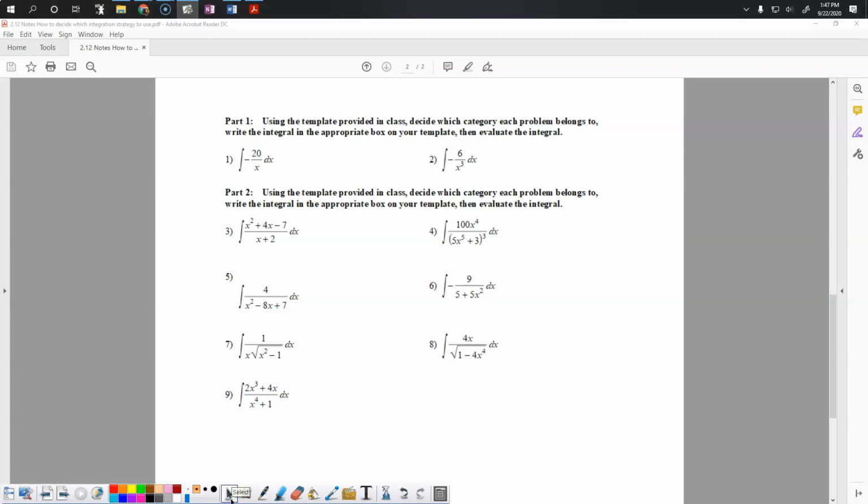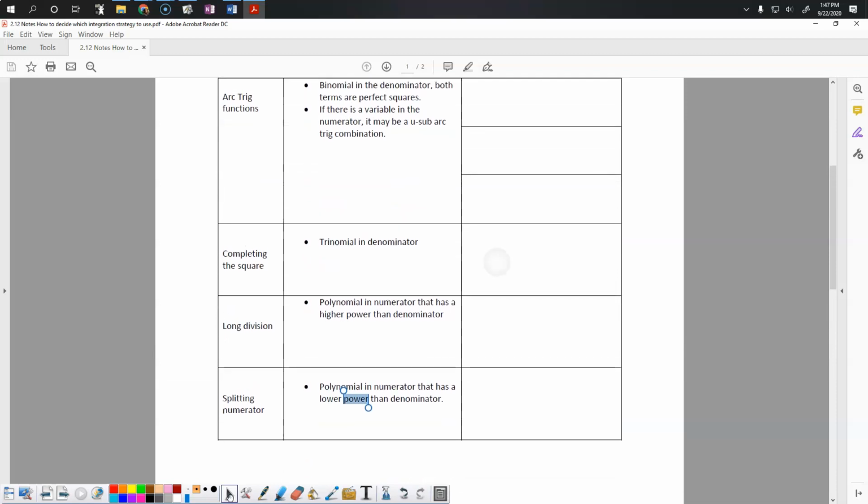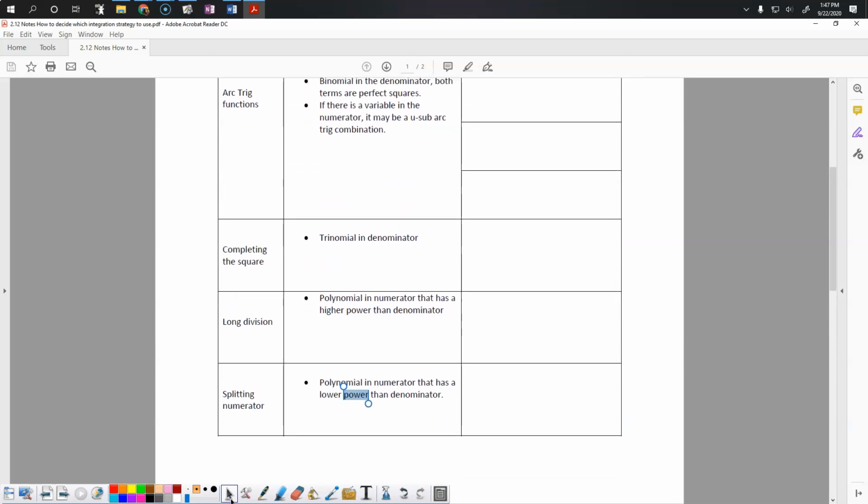Let's go ahead and deepen our understanding a little bit, though, because we've got a little bit more to go. Those are the 2 most common ones. Now, the last 3 are not very common ones, but they get mixed up a lot with the first 2 that we talked about. Those first 2 are really common, especially the basic U-sub. You see that all the time. Arc-trigs once in a while.